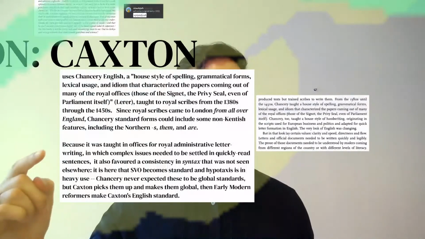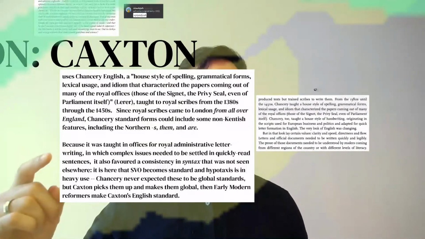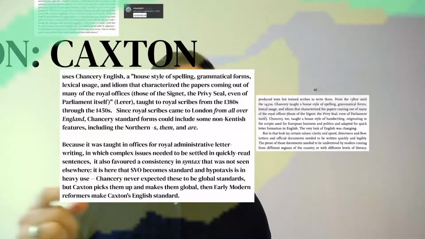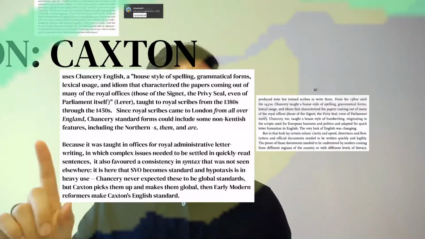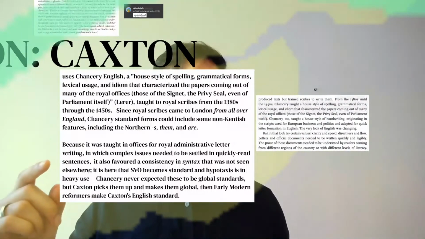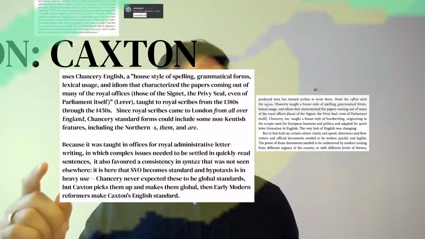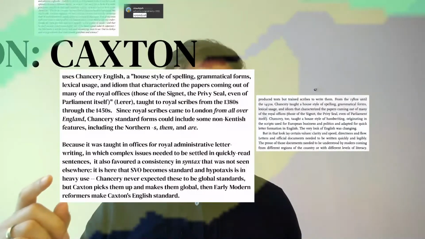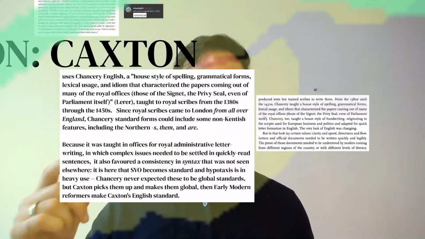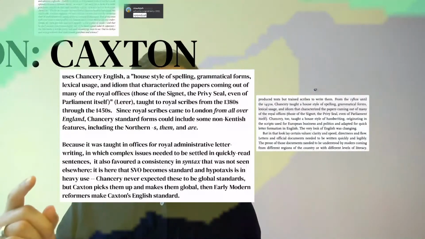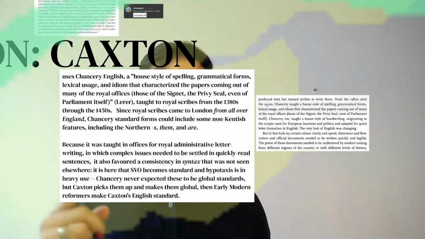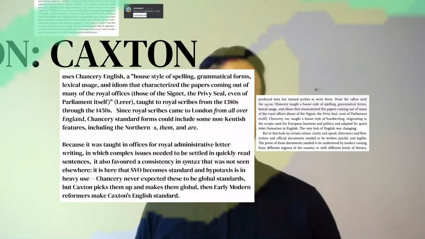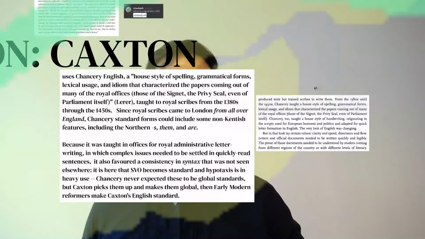Also, it's important, right, because it was taught in offices for royal administrative letter writing, in which complex issues needed to be settled in quickly read sentences. Chancery English also favored consistency in syntax that was not seen elsewhere, right? It's here that SVO becomes standard. It is here that hypotaxis comes into heavy use. Chancery doesn't expect these to be global standards, right? But Caxton picks them up and makes them global, and then early modern reformers make Caxton's English standard.